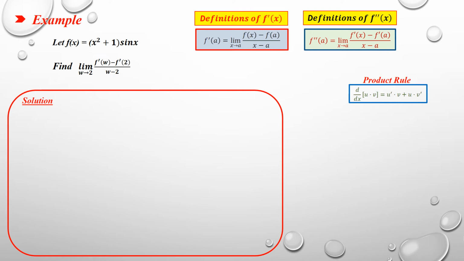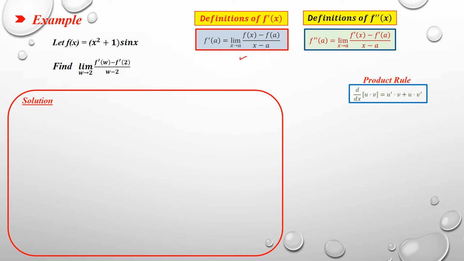Hi everyone, in this video you have to find the limit of f prime of w minus f prime of 2 divided by w minus 2 when w goes to 2. But in this question we have to use the definition of f double prime of x.